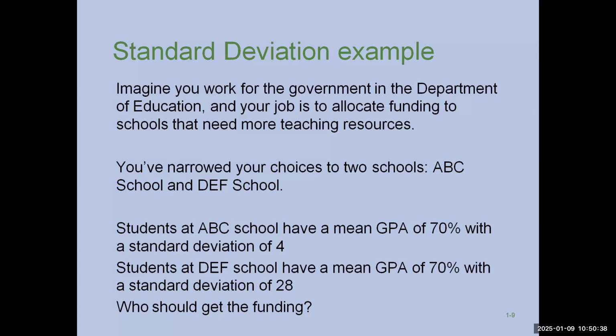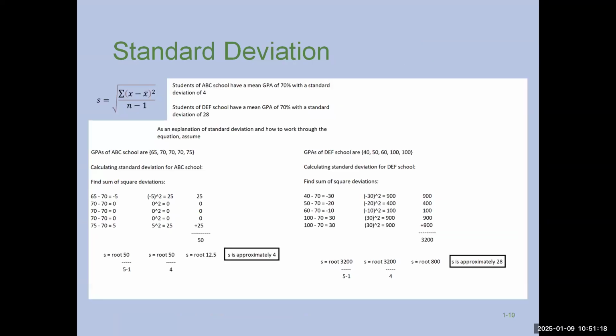That is the example. Imagine you work for the government in the Department of Education. Your job is to allocate funds to the school that needs more teaching resources. If you have narrowed your choices to 2 schools, ABC school and DFA school, and you need the grade point average of 70% in 2 different schools. Okay, one standard deviation will be 4, another standard deviation is 28, and how are you going to give funds to these 2 schools when you are allocating the funds?